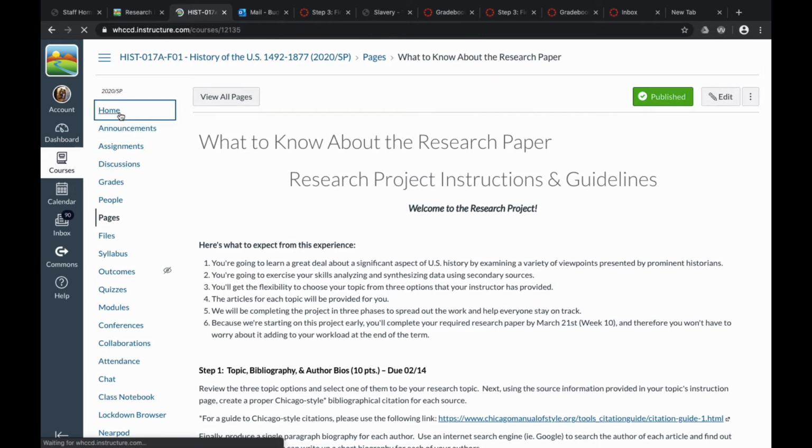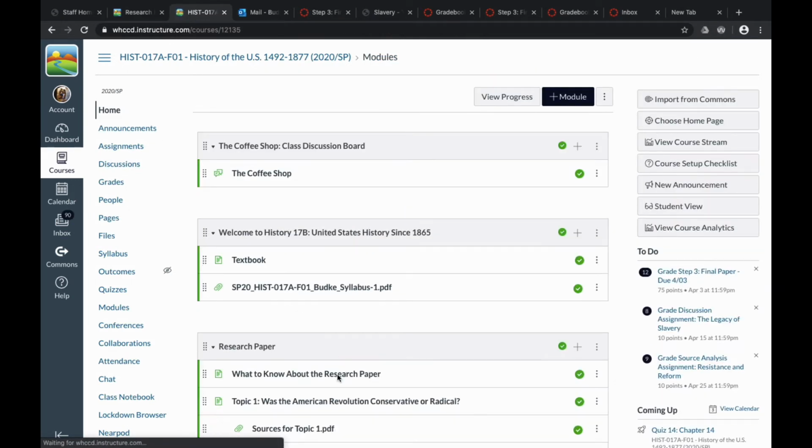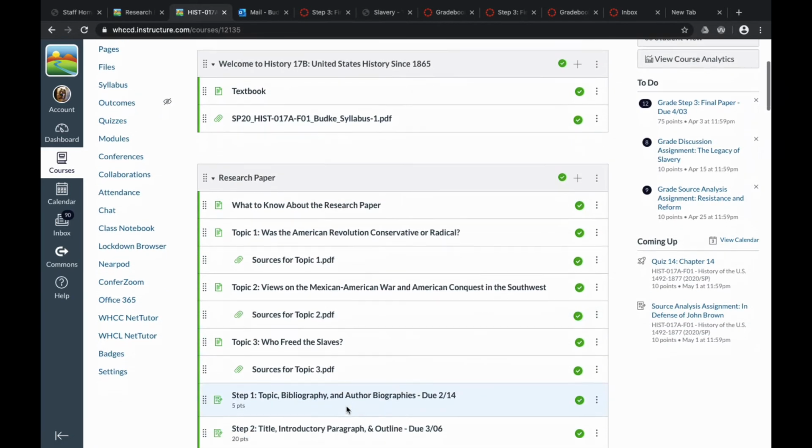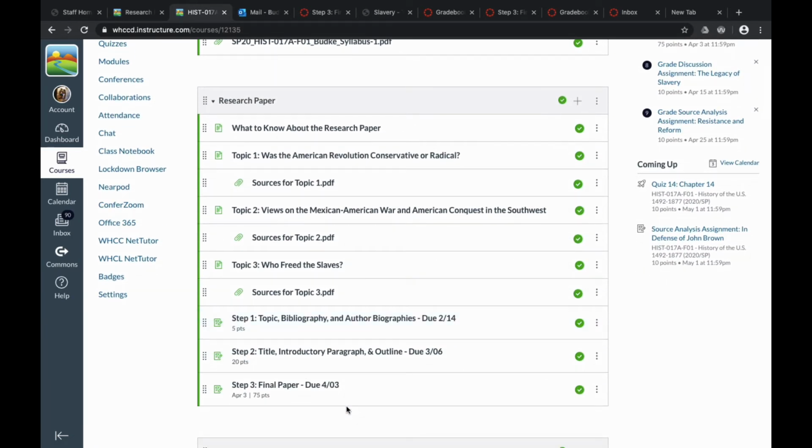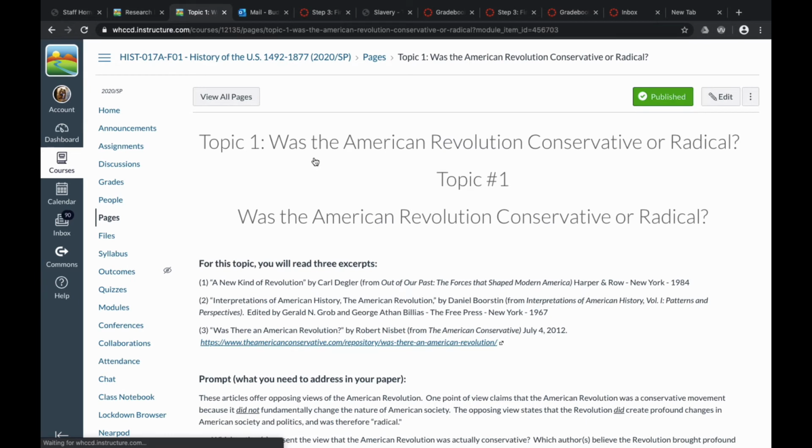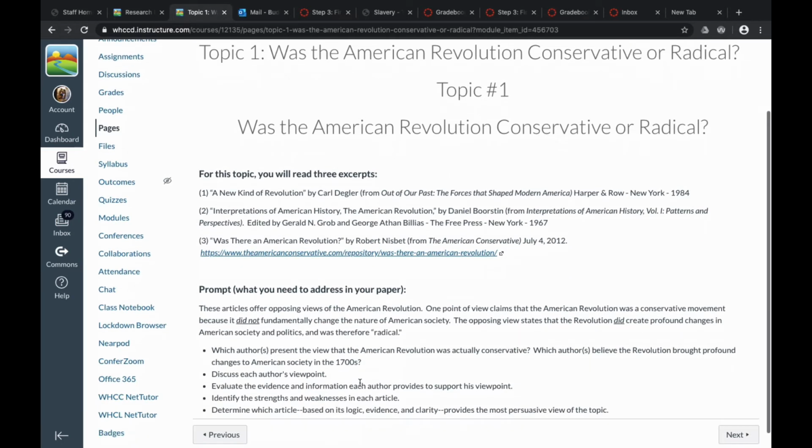Let's go back now to the research paper module. And let's say, for example, that you chose topic number 1. Was the American Revolution conservative or radical? Let's click into that page, because this is where we're going to find our instructions for this paper, or our prompt, the things that we need to address or accomplish in this paper. That's all right here. And then we also can find our 3 required sources for this topic.